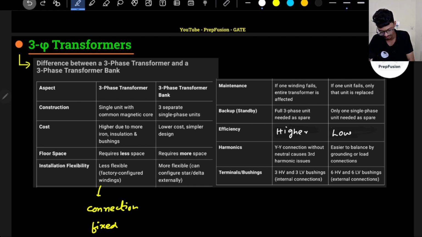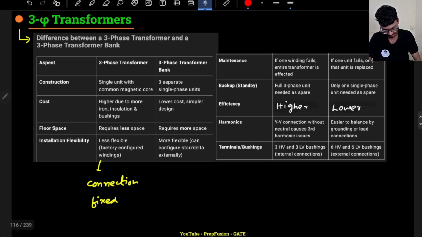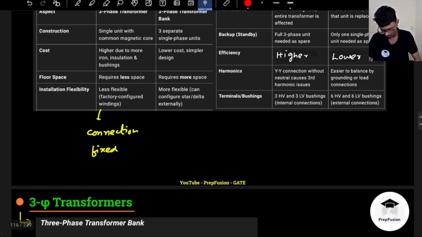The reason I have already explained: I'm using three different single phase transformers. Although single phase transformers also have good efficiency, if it's a single unit I will make it more efficient, because the core is the same, so the magnetic flux path will see less reluctance. Harmonics: there are harmonics here, we will discuss this later. These are the few differences you can go through.